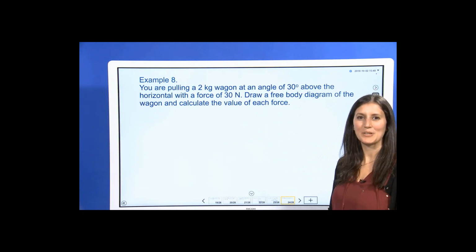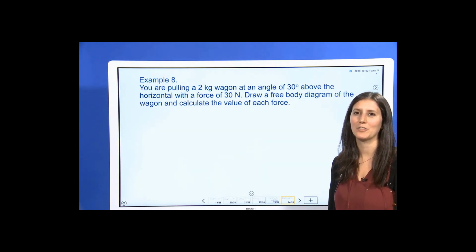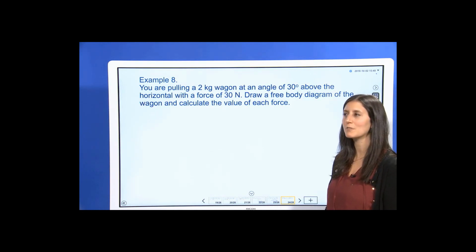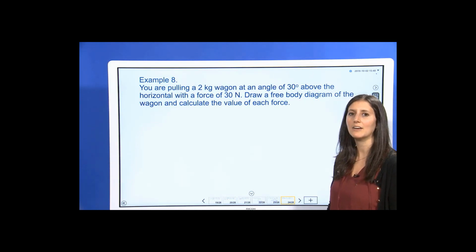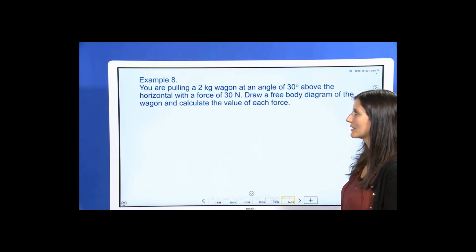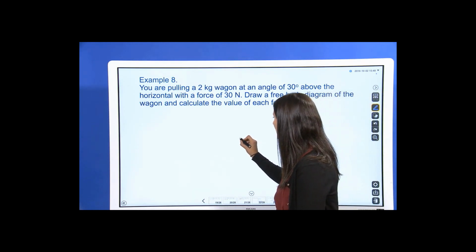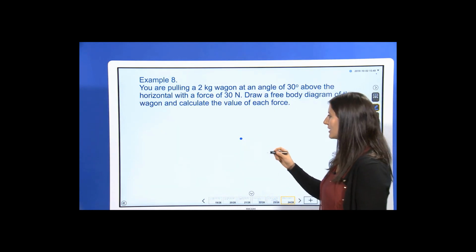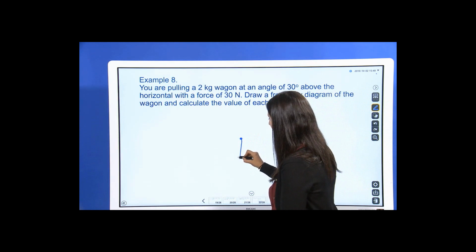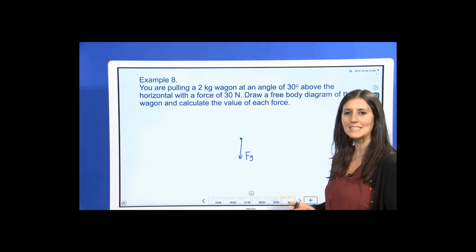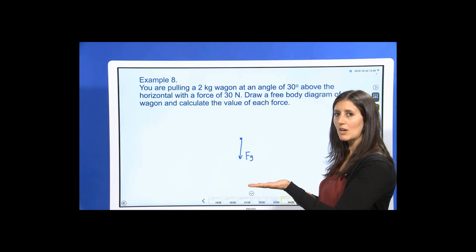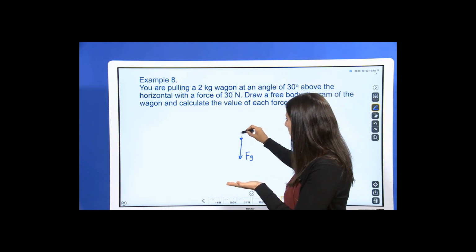All right, let's do this next example. You're pulling a 2-kilogram wagon at an angle of 30 degrees above the horizontal with a force of 30 newtons. Draw the free body diagram of the wagon and then calculate the value of each of the forces. Okay, so again, we're going to do the same thing. We have our wagon, which we're going to represent as a dot. One of the forces is always going to be the force of gravity, so let's do that one first. So I have the force of gravity, which always points straight down. The wagon is on a surface, so that's why we're going to have a normal force. We're going to assume that the wagon is on level ground, so the normal force would point straight up.